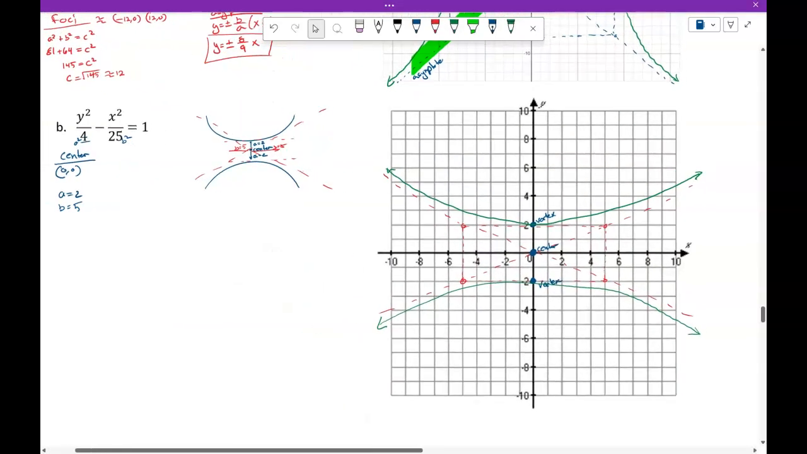If we wanted to, we could find c to plot the foci. We don't need to in order to graph. We just need a and b to draw the graph. So unless the foci are asked for, you don't need to calculate c.